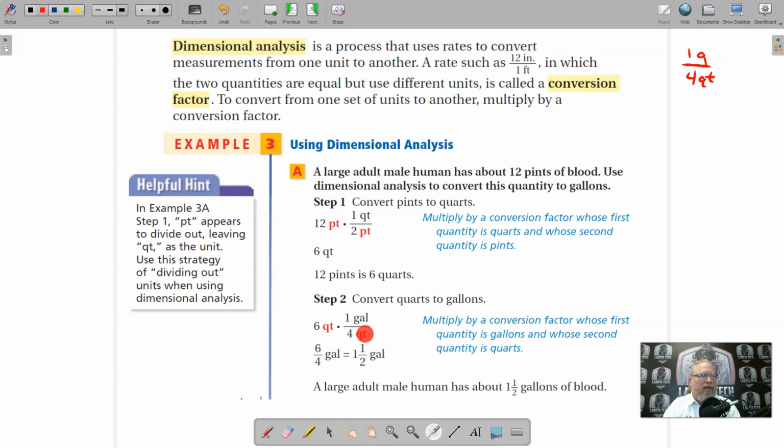The quarts cancel each other out. 6 times 1 is 6, and then divided by 4 equals 1.5. So we would get 1.5 gallons. So a large adult male has about 1.5 gallons of blood.